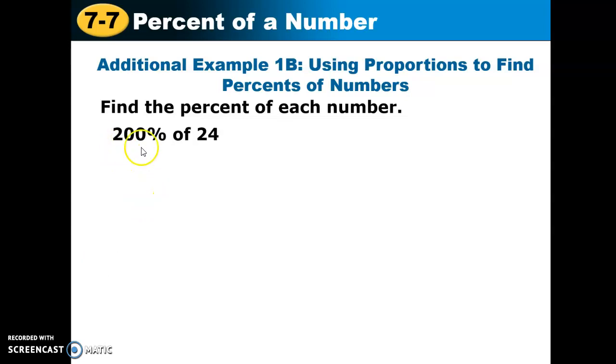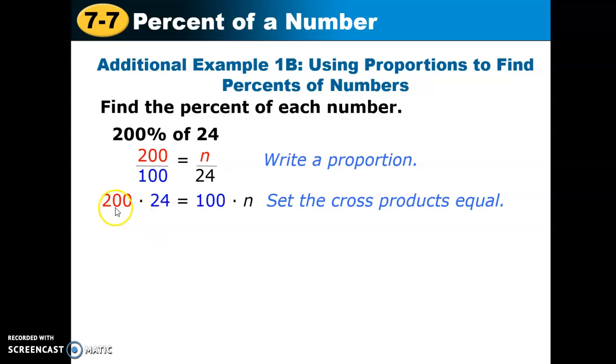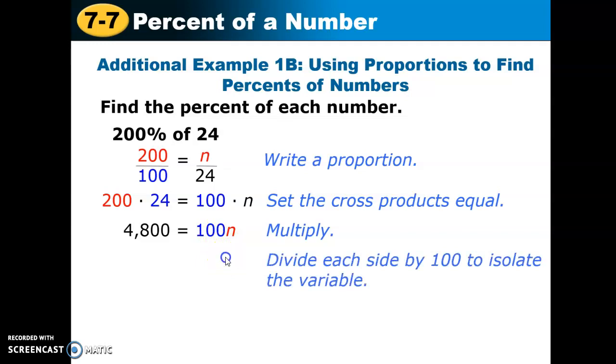If we look at this next example, 200% of 24. This is going to be a little odd, because you have 200 over 100, which represents your 200%, and then you have your question mark: what's your amount out of 24? So we're going to cross multiply, and we get 200 times 24 equals 100 times n. If you multiply those together and make it look algebraic, you have 4,800 equals 100n. Again, divide both sides by 100, and you get 48 equals n.